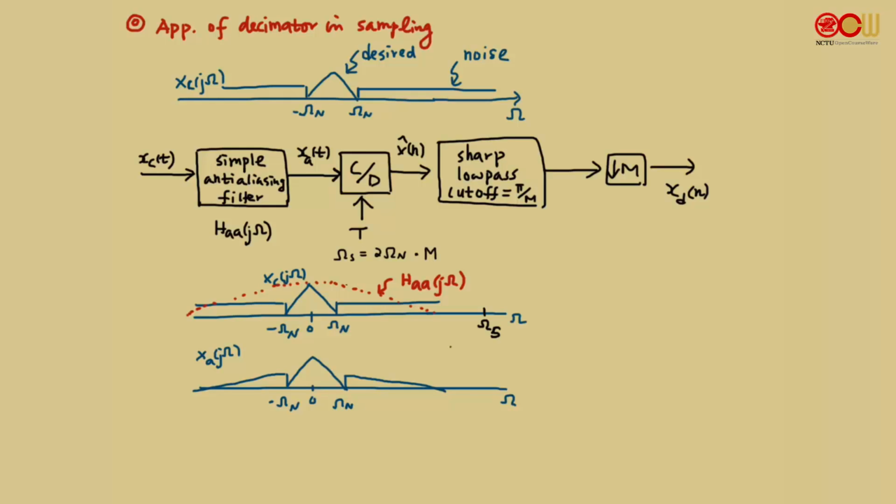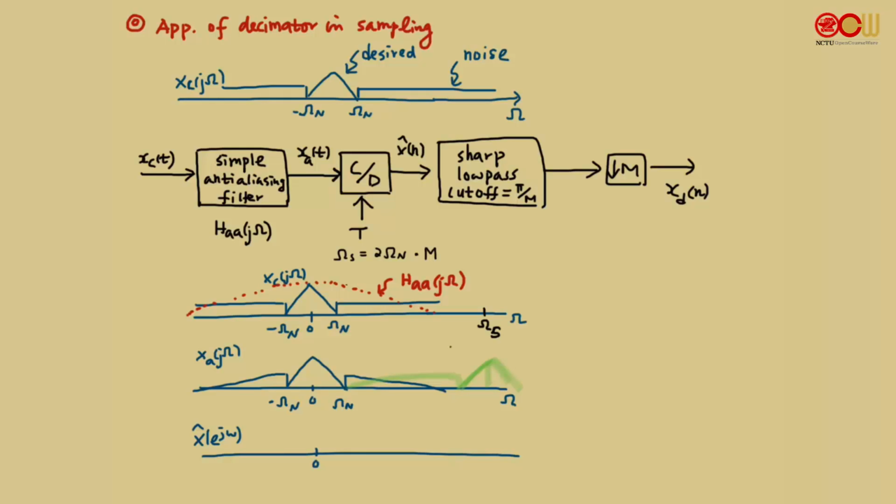Okay, this is Xa, and then after this is sampled, the discrete-time signal's Fourier transform X hat(e^jω) will look like this. It will contain a shifted copy of Xa, and the next shifted copy will come here. That's where the next shifted copy will be, and it will be of this shape.